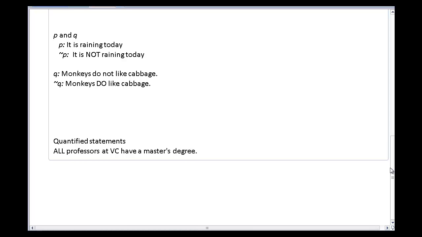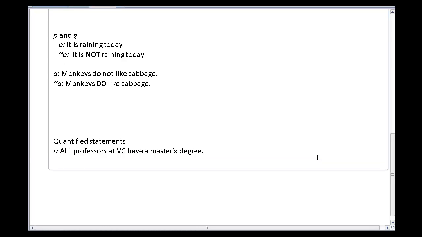Here's my statement. This is either true or false. If I try to negate this statement, again, let's give this statement a name. Maybe I'll call this one R. I'm giving it a letter name. If I try to find you the statement not R, this one's not going to be no professors at VC have a master's degree. Instead, I have to be a little more careful.